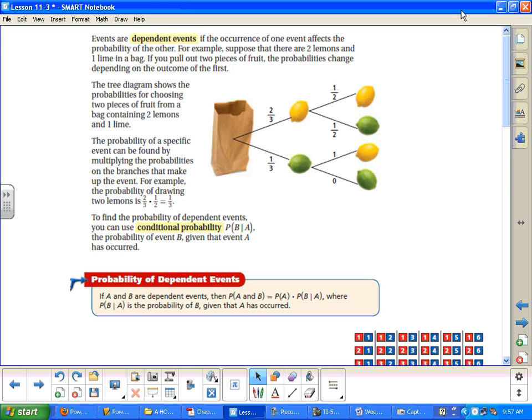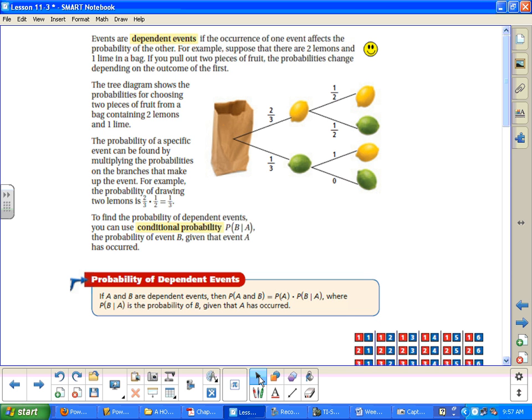Okay, dependent events. If the occurrence of one event affects the occurrence of another event, all right, here we go.